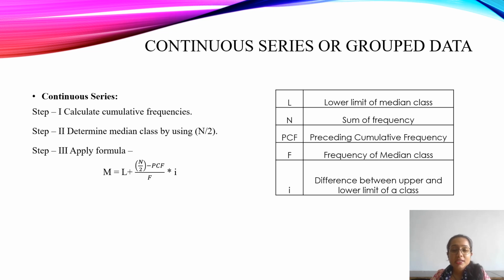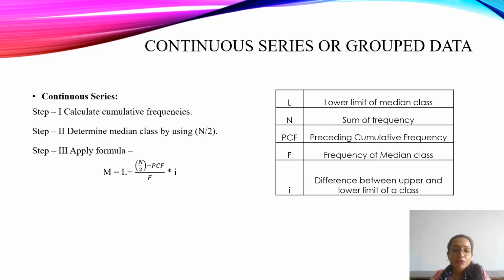F is the frequency of the median class, and I is the difference between the upper limit and lower limit. So basically there are steps to calculate the median as well. Firstly, we have to calculate cumulative frequencies. In the graphical representations, we have already discussed how you get the cumulative frequency. You just have to add all the frequencies series-wise.